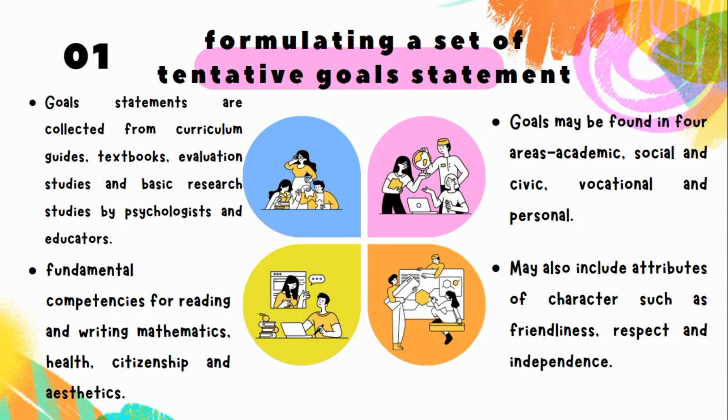Fundamental competencies for reading and writing, mathematics, health, citizenship, and aesthetics are some of the goals. Goals may be found in 4 areas: academic, social and civic, vocational, and personal. This may also include attributes for character such as friendliness, respect, and independence.